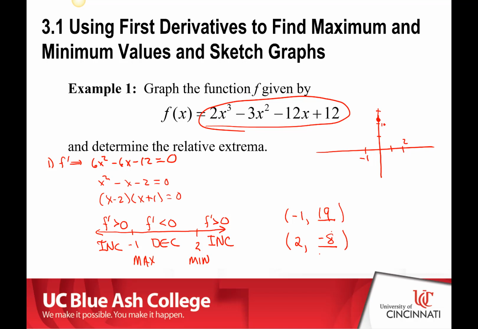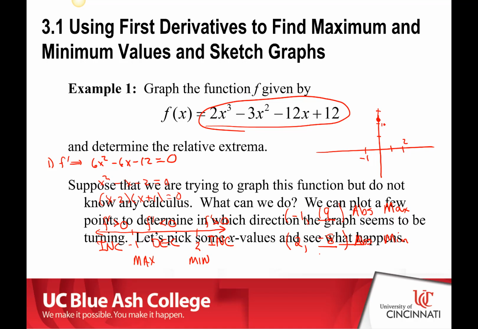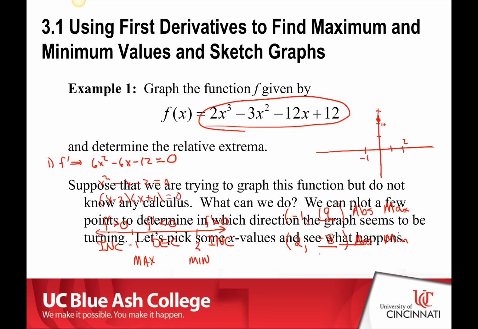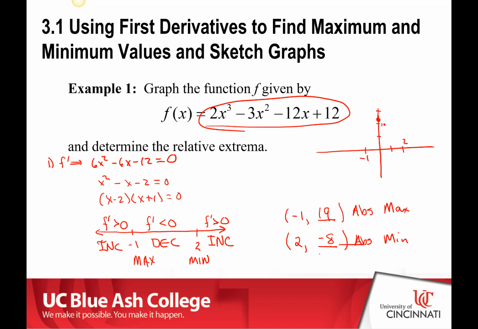So realistically, the second graph that I drew, the one more extreme in the swings, is probably closer to being the real deal, isn't it? Our maximum, and this is going to be an absolute maximum, occurs at -1, 19. Our absolute minimum occurs at 2, -8.